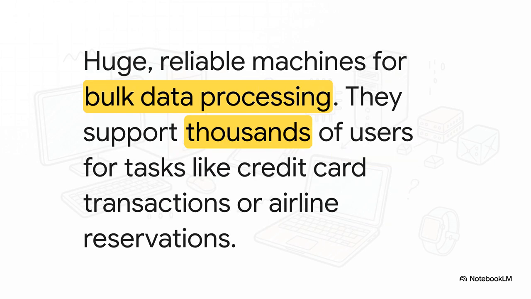And now we enter the big leagues. Mainframes. These things are the unsung heroes of our entire global economy. They are colossal, unbelievably reliable machines built for one thing: bulk data processing. When a bank processes millions of credit card transactions every minute, that's a mainframe. When an airline manages its worldwide reservation system, mainframe. They just work 24/7, supporting thousands of users without breaking a sweat.